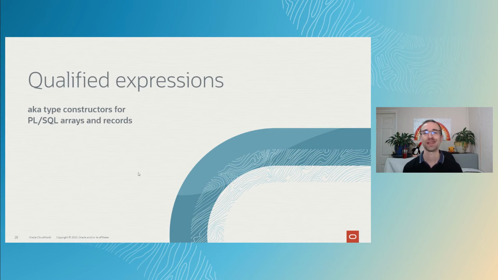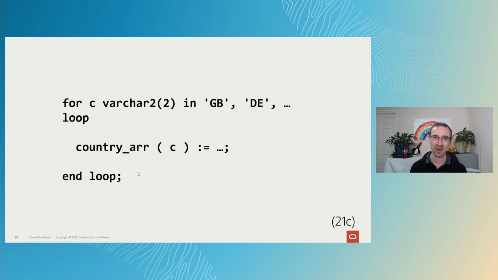Now, this is something which actually came in 18c. All PL/SQL array and record types have an implicit constructor associated with them, which makes it easier to initialize them. In 21c, we improve this further, so we can essentially use a loop to initialize an array. To see what I mean by that, let's have a little example. In the past, if we wanted to initialize our array indexed by country codes, we'd probably have to do something like this.